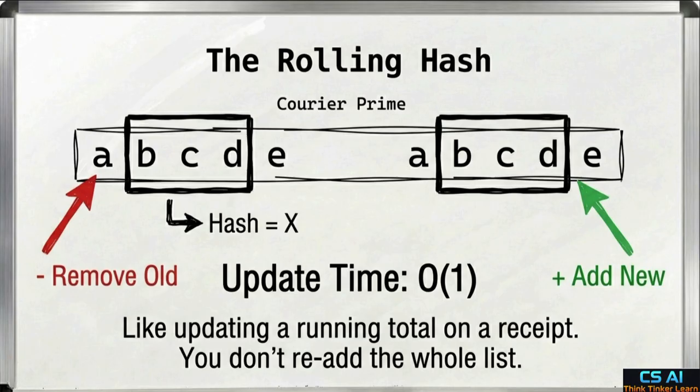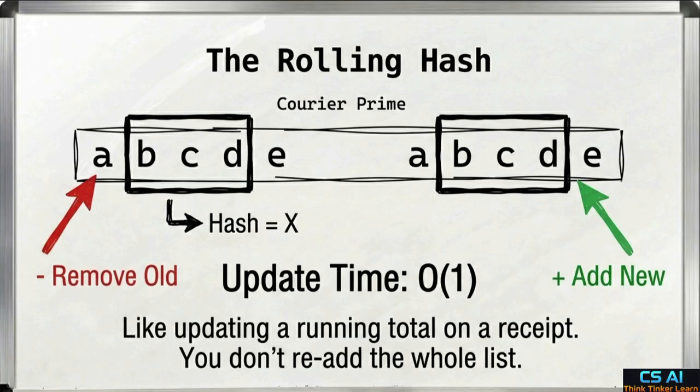Imagine our window is A, B, C, D and it shifts to B, C, D, E. We don't re-add all the letters. It's like updating a running total on a receipt. We remove the old character, which is A, and we add the new character, which is E. This update happens in O(1) time.